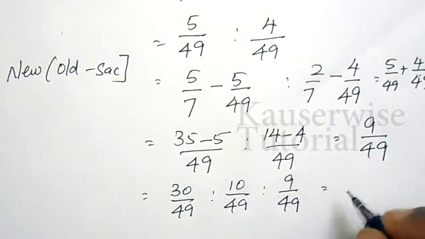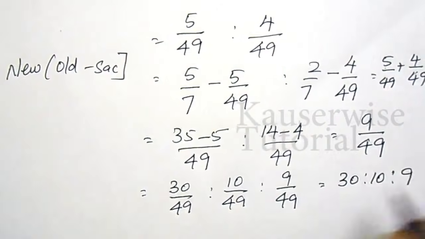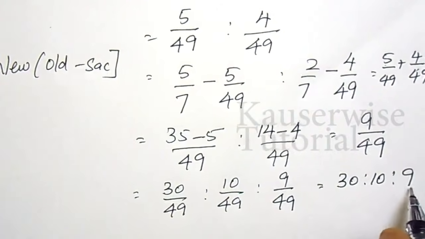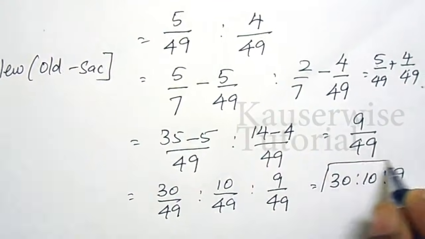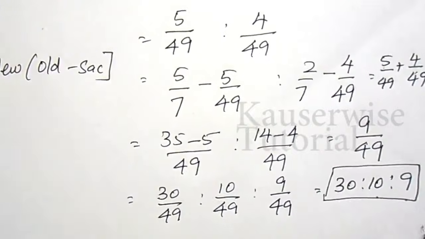So new profit sharing ratio is 30 is to 10 is to 9. 30 plus 10, 40. 40 plus 9, 49. So new profit sharing ratio is 30 is to 10 is to 9.